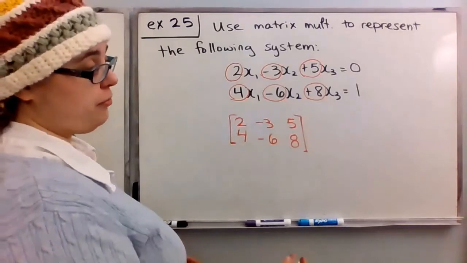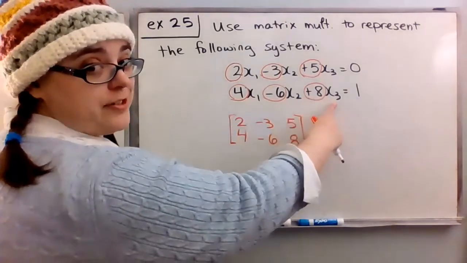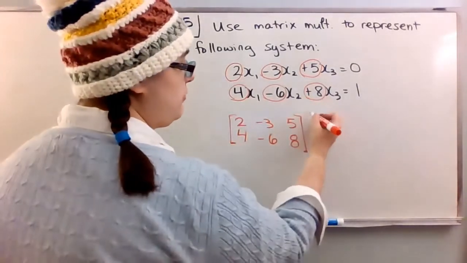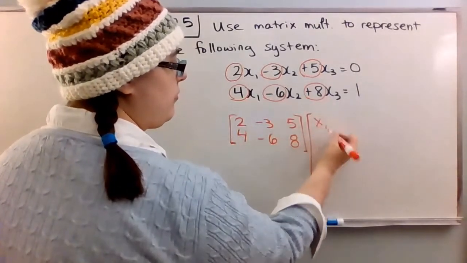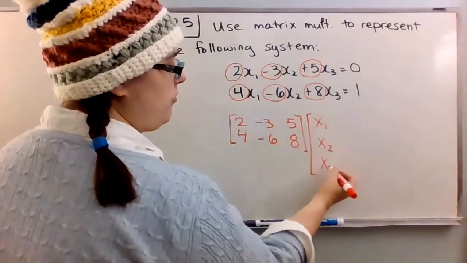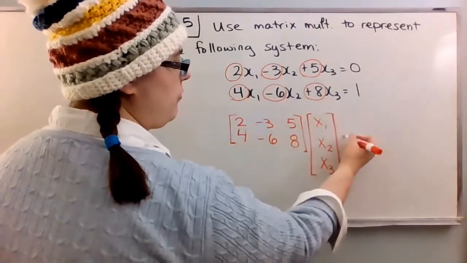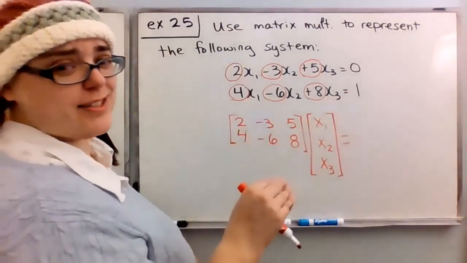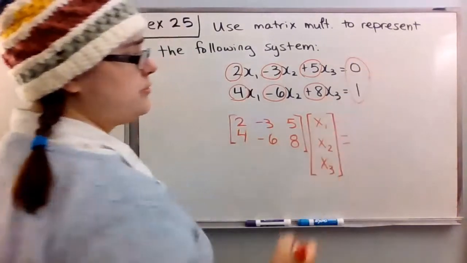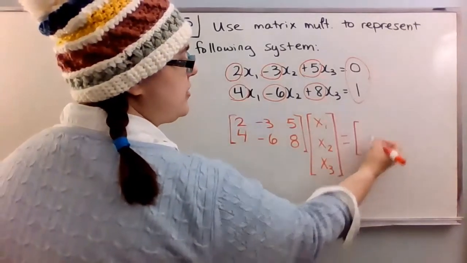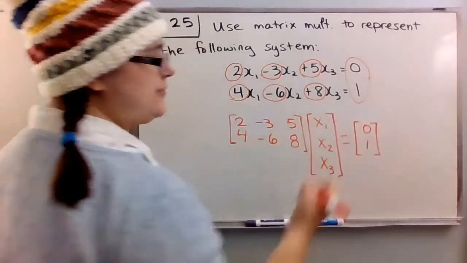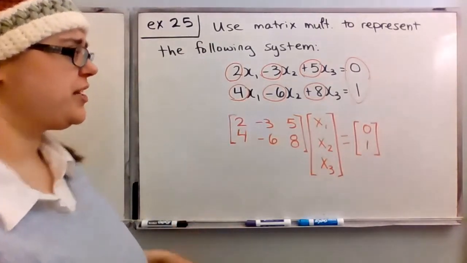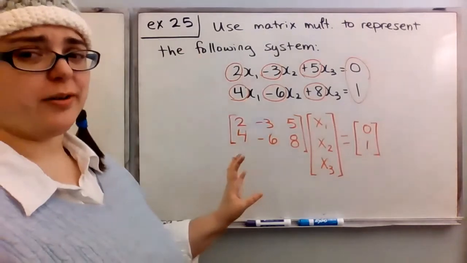Now, this system had 3 variables, x1, x2, and x3. So that's going to form my column matrix for the x. And then, be careful with the signs because you don't want to get stung. Here are the b's. So we're going to get 0, 1. And that's it. That's all we have to do for this problem. Just basically translate from one form to another.